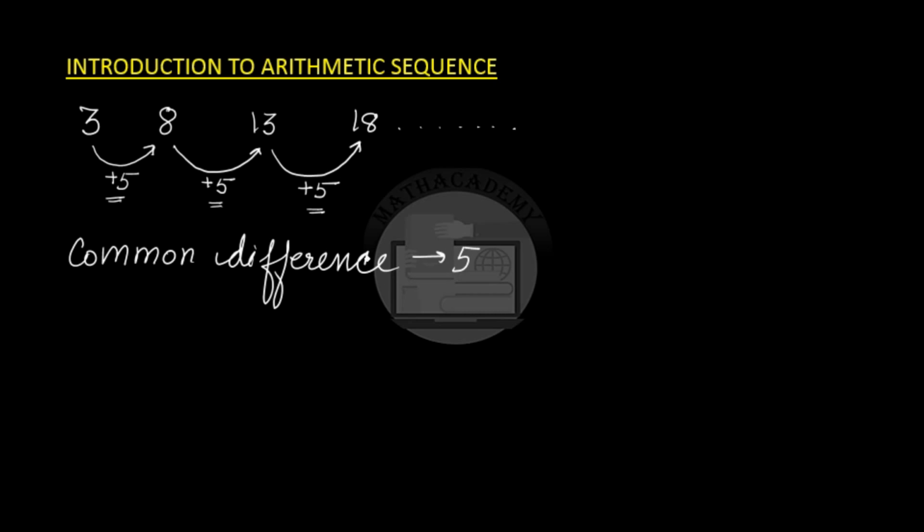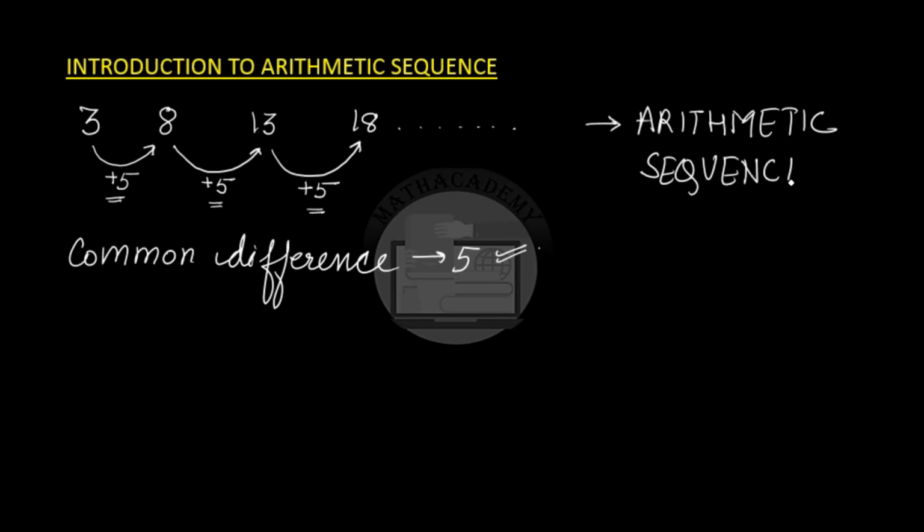And such series in which the consecutive terms differ by a common amount are called the arithmetic series or the arithmetic sequence. The common difference is generally represented by the letter D. In the sequence above, the common difference is 5.